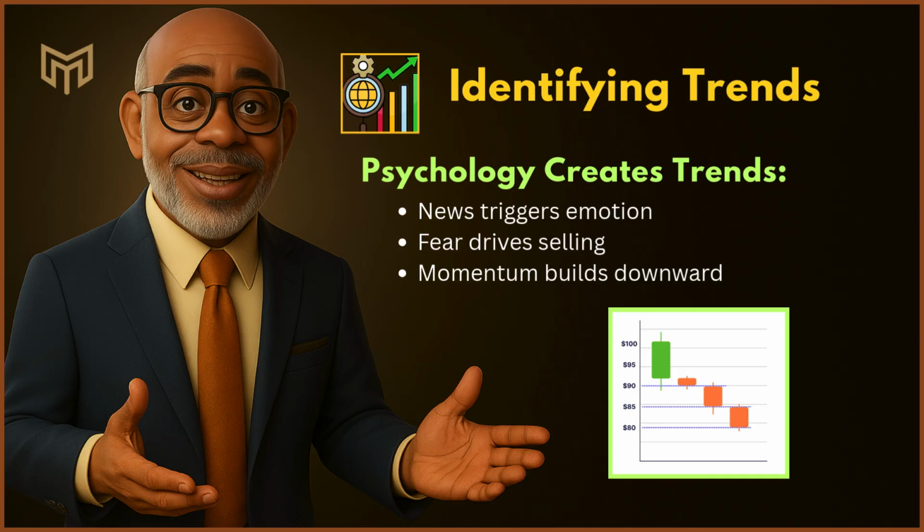Imagine a stock trading at $100. After disappointing earnings news, the price drops to 90. Traders begin to fear further losses and rush to sell their positions. That wave of selling increases pressure on the price, pushing it lower, to 85, then to 80. This isn't random movement. It's fear spreading through the market. As more traders react emotionally, selling accelerates, and a bearish trend begins to form. The trend is not caused by the news alone, but by how traders collectively respond to it.